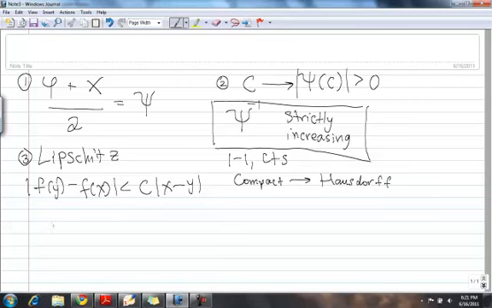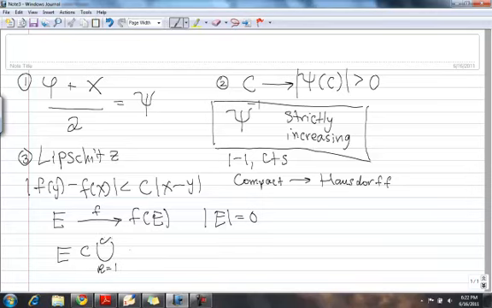So let's say we have a set E, and we send it via a function f to a set f(E). Now, I claim that the measure of E is 0. How can we show that the measure of f(E) is 0? Well, since the measure of E is 0, I can find a collection of open intervals (a_k, b_k), k equals 1 through infinity, that cover it, and such that the summation of b_k minus a_k is less than any epsilon I like.